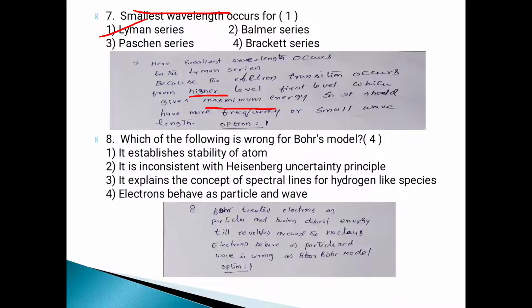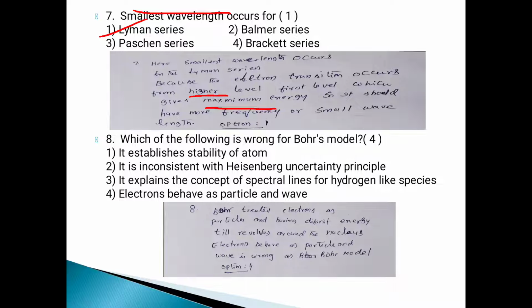So high energy will be possible only with transitions in the Lyman series, because it takes place from higher energy levels to the lowest level in the atom.